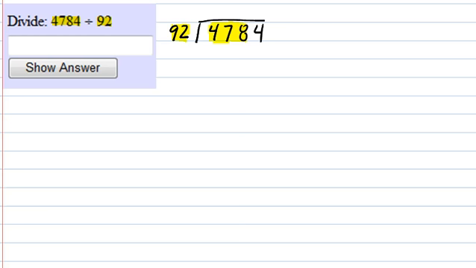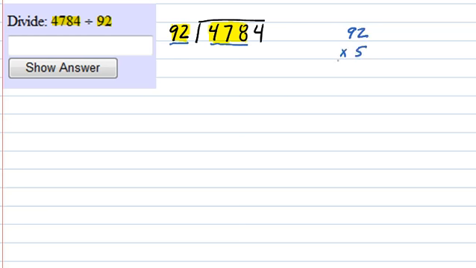So what I do is I estimate. Now when I estimate, I look at 92 and I say, well, that's pretty close to 100. And 478, that's pretty close to 500. So 100 goes into 500 5 times. So my guess is going to be 5. Now off to the side, I keep track of my guesses. So my guess is 5 times.